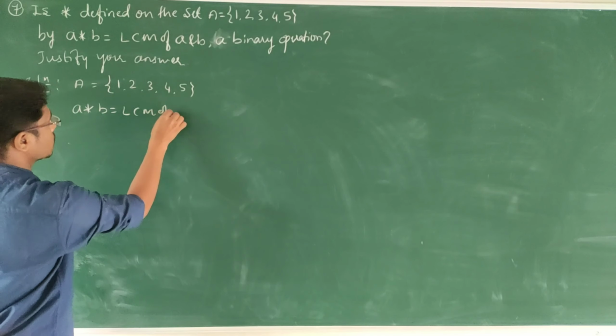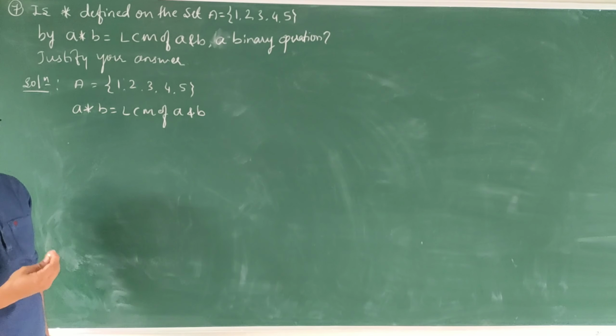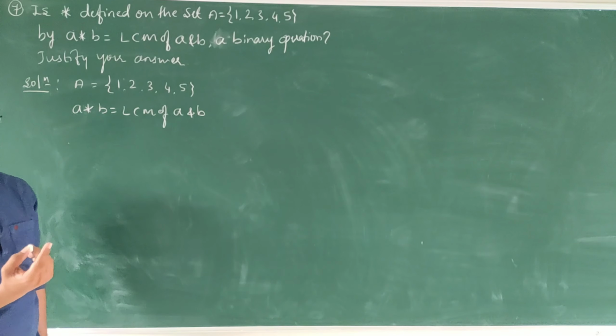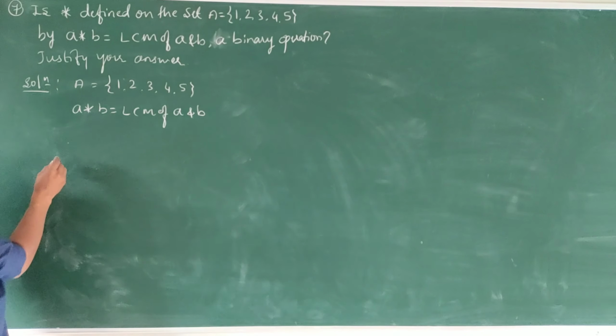So in set A, choose any two elements and take the LCM of those two. The LCM that we get should also belong to the set A; only then is star a binary operation. Okay, let us take any two numbers.